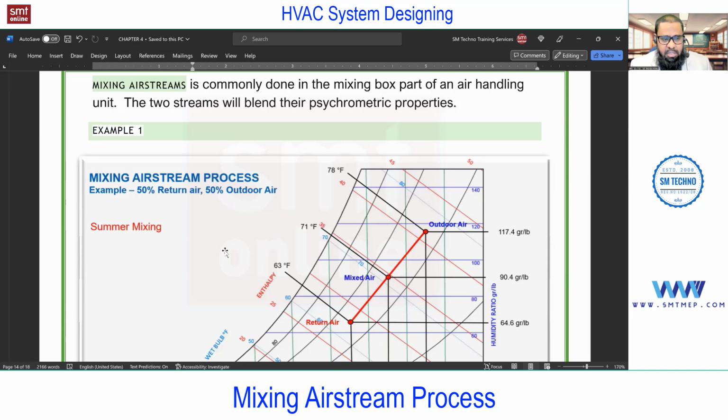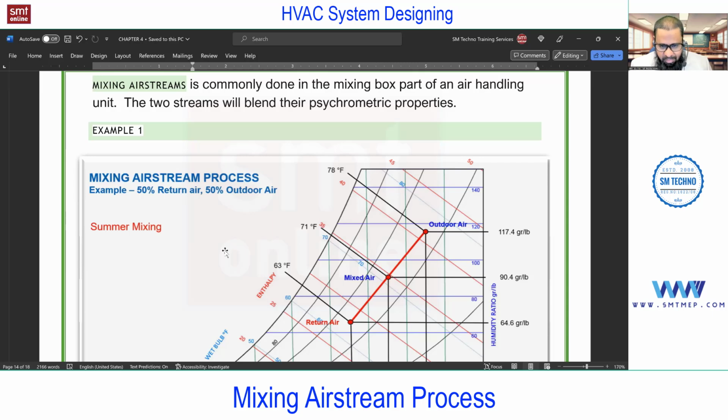So it means in actual practice, we are not completely using the fresh air. Only in special cases are we considering 100% fresh air. In the rest of the cases, we are using only part of the fresh air. Remaining, we are going to use return air. Okay. Those who are already working, they know this.